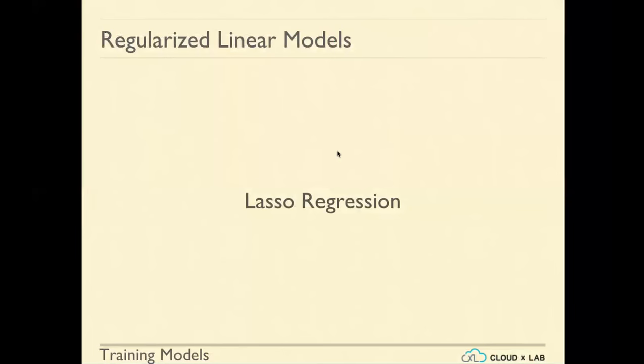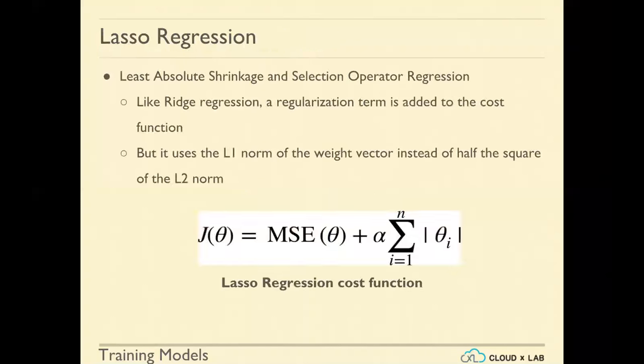All right, now let's move on to the next topic called Lasso regression. Basically, it's a Lasso regularization technique on top of our linear regression. Lasso stands for least absolute shrinkage and selection operator regression. That's what Lasso is.